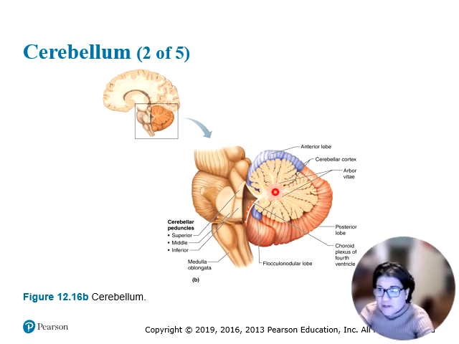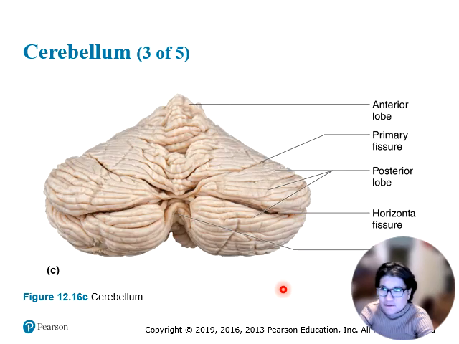There is another view of it, and you can see the different lobes. I don't think I pointed that out. But here's your anterior lobe, your posterior lobe, and your flocculonodular lobe right here. See, it just has different structure.